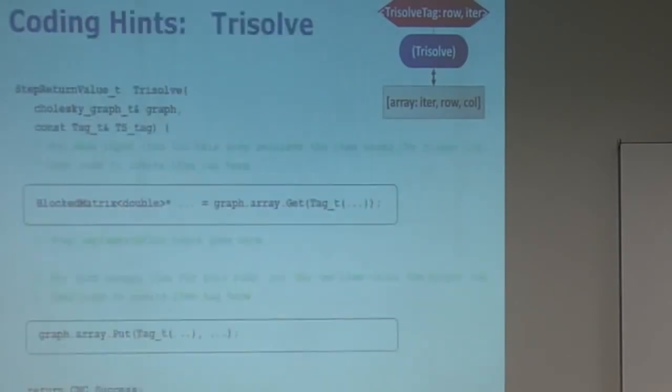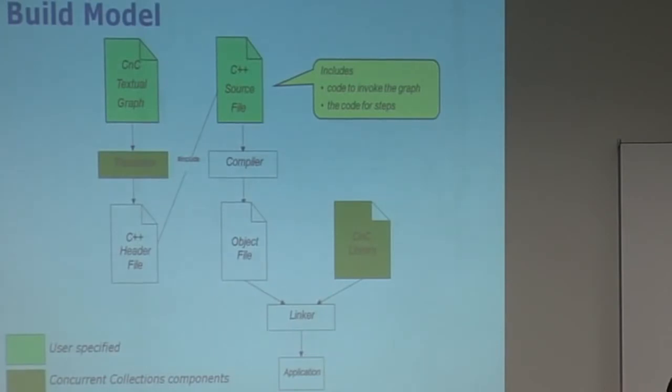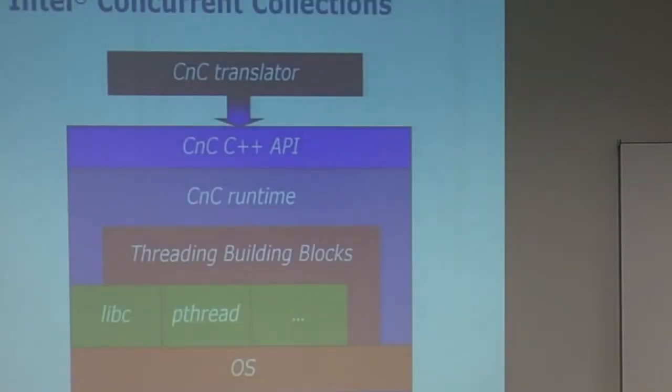Okay, so this is the part I just went over before, so can I skip over that? Okay. We have a runtime library in Windows and Linux. We have this translator that creates the hints file for you. We have a Visual Studio integration. We have some documentation. There are some samples on the web that you can look at. This is the build structure that I defined before. It doesn't need to be said, but we do sit on top of Thread Building Blocks in this current implementation.